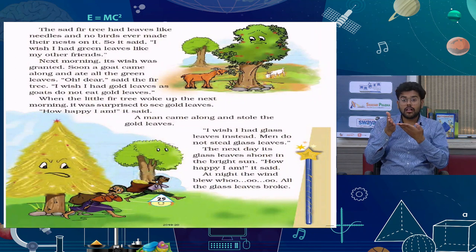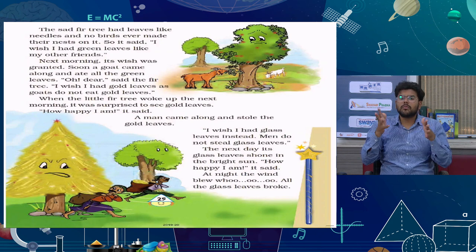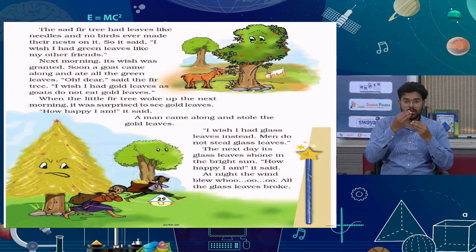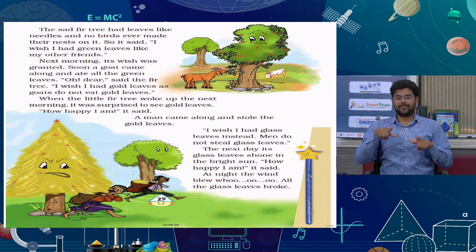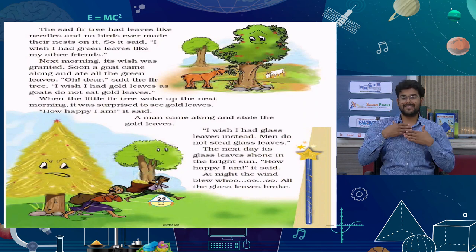वो हैरान रह गया, surprised मतलब हैरान हो गया, क्योंकि जो पत्ते उसके पास हरे भरे पहले के थे, जो सब बकरी खा गए थे, उसके बदले में उसके पास सोने के बने पत्ते थे. How happy I am, it said. The fir tree was very happy. बहुत खुश हो गया अपने सुनहरे पत्तों को देखकर.